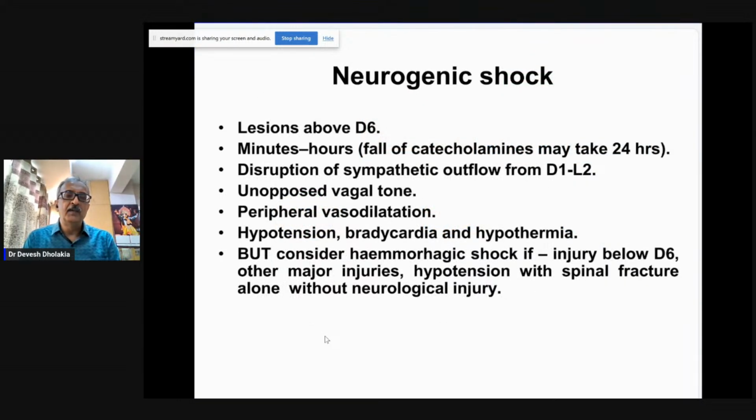Neurogenic shock is very common in lesions above D6 level. It can occur from a few minutes to hours after the injury. Most of the time, what you will see is hypotension, bradycardia, and hypothermia. This is because of peripheral vasodilatation. Usually with hypotension you have tachycardia, but in these cases you have hypotension, bradycardia, and hypothermia, and this is called neurogenic shock. In hemorrhagic shock, you will usually have tachycardia, but it can also happen along with this. So always keep that in mind whenever you have hypotension.